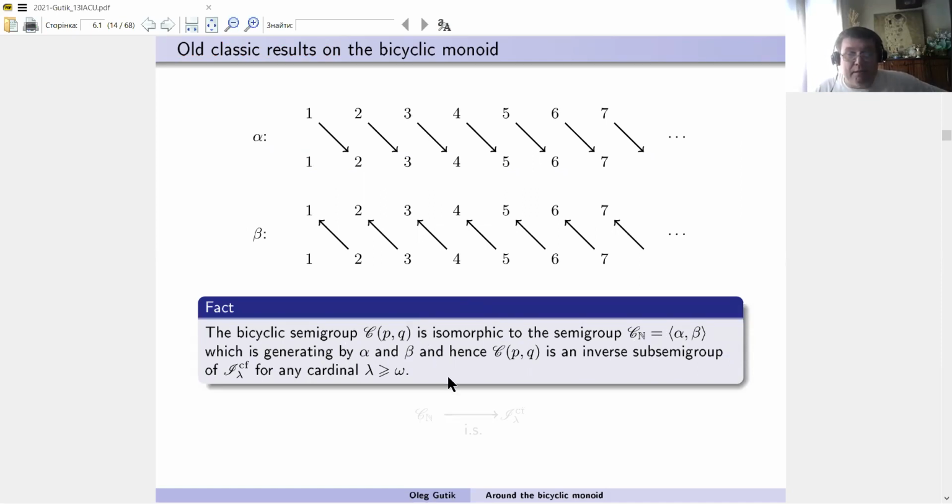And hence we get that the bicyclic monoid is an inverse submonoid of the semigroup of injective cofinite partial bijections of cardinal lambda for any infinite cardinal lambda.